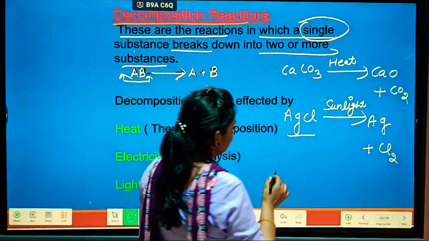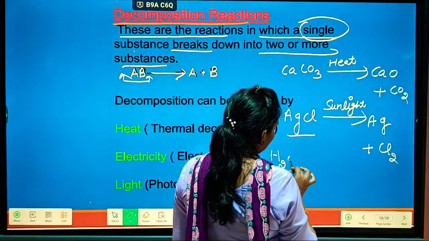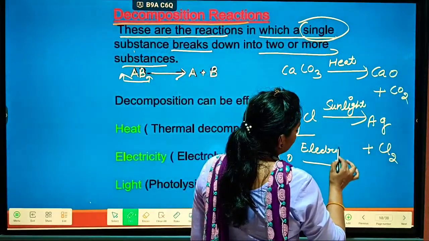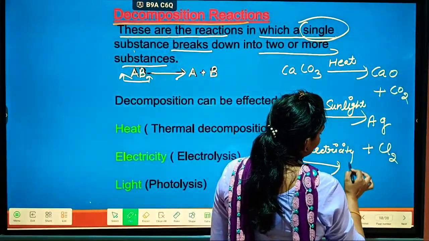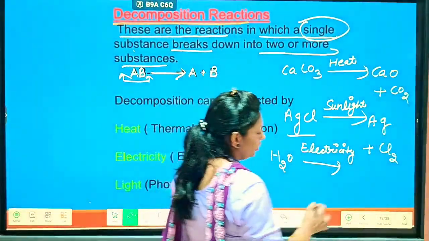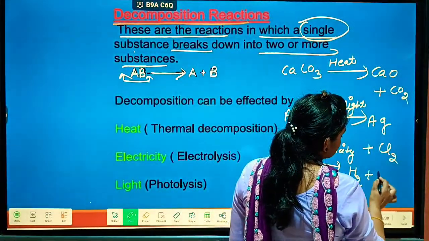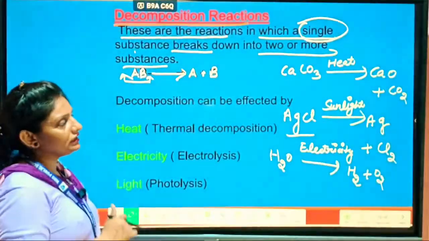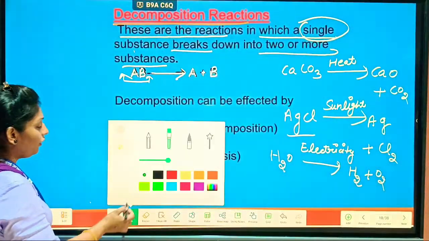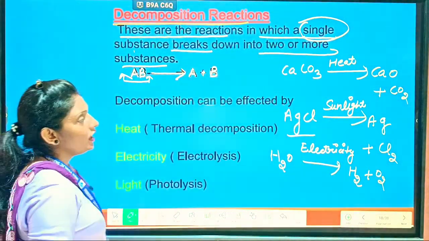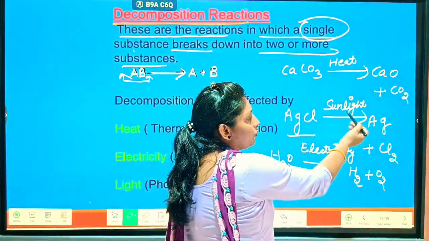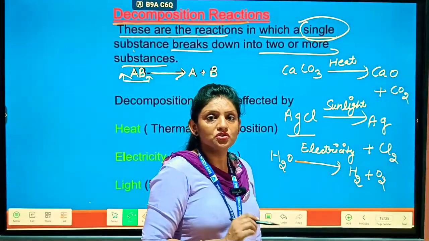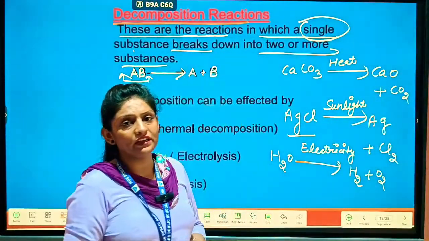Students, you can see one more example, like if you have water, H2O, if you pass electricity through it, then what will happen? This water molecule decomposes and it produces hydrogen and oxygen gas. Students, here we have seen some reactions. What have you observed from here? Here I am providing heat, here I am providing sunlight, but in this reaction I am providing electricity.